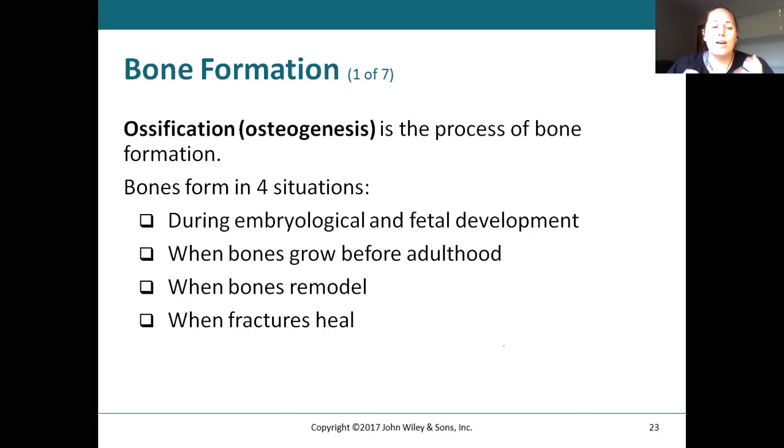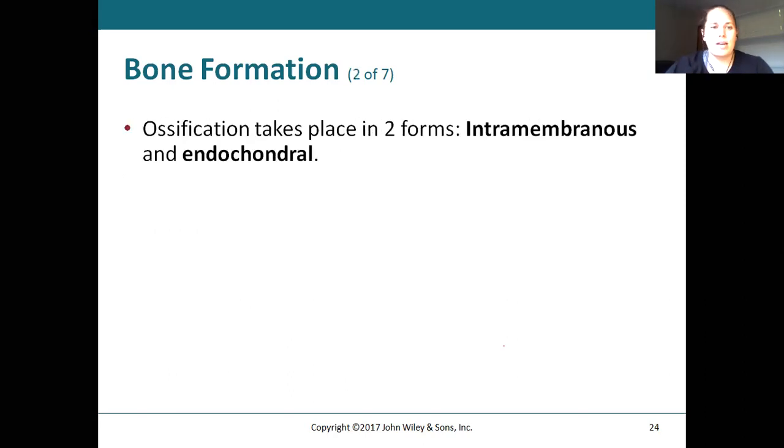Okay, enough of that. So bone formation, ossification, we just went over that. Okay, so it has two different forms in which it occurs.